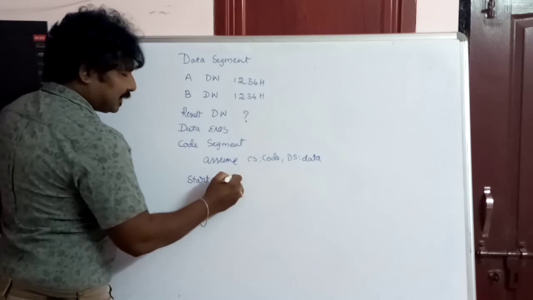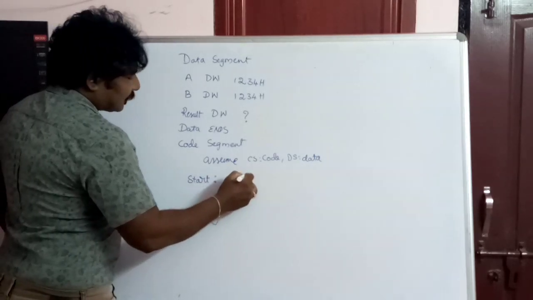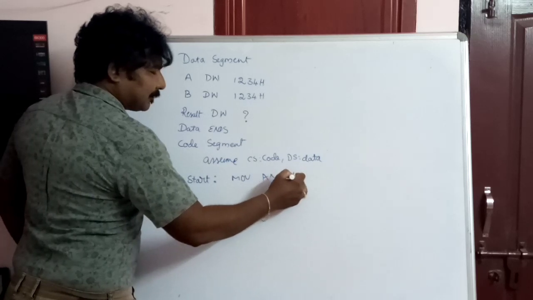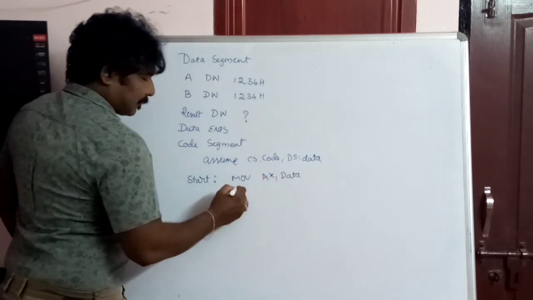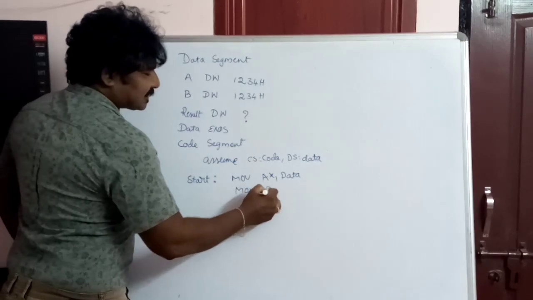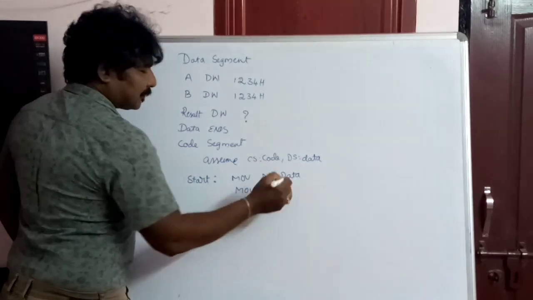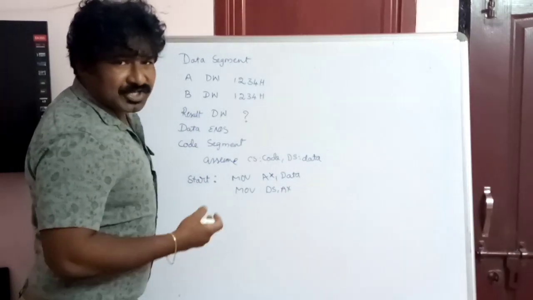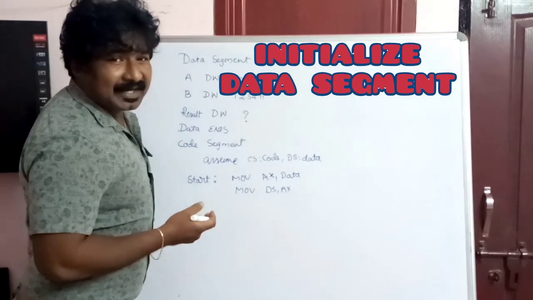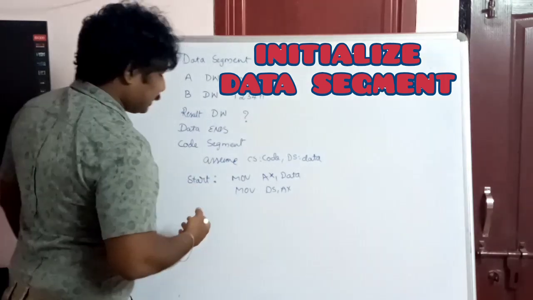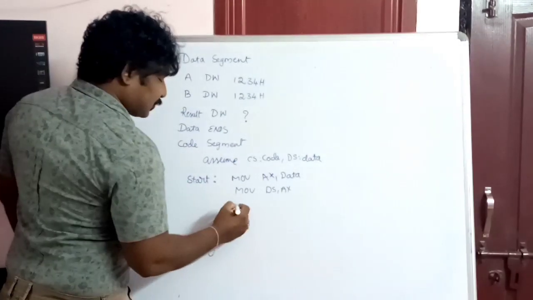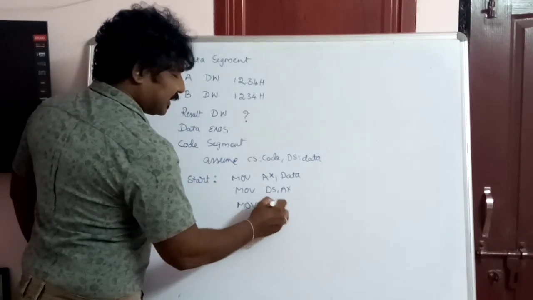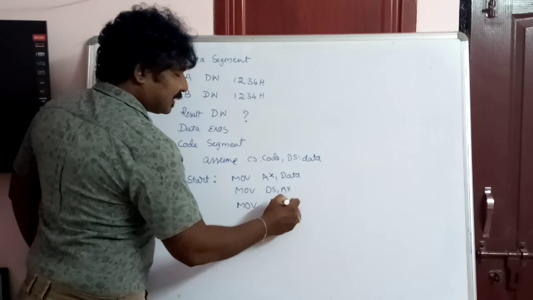Now we need to perform the initialization of the data segment. So that is MOV AX, data, MOV DS, AX. Friends, these two lines are very important because they are used to initialize your data segment. Only then can you access the memory operands of the data segment. So the logic here is, you have to move the first operand into AX. So I have to write MOV AX, A.